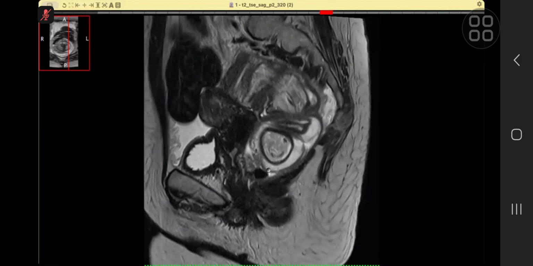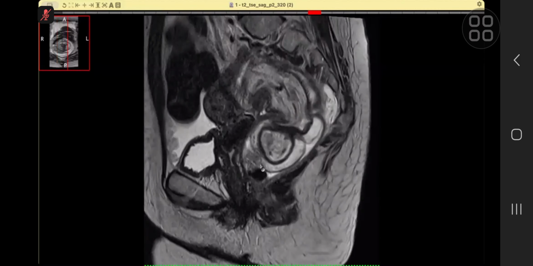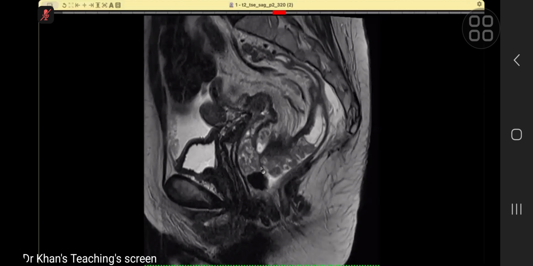So, colorectal intussusception because of a carcinoma of the rectosigmoid. Okay.